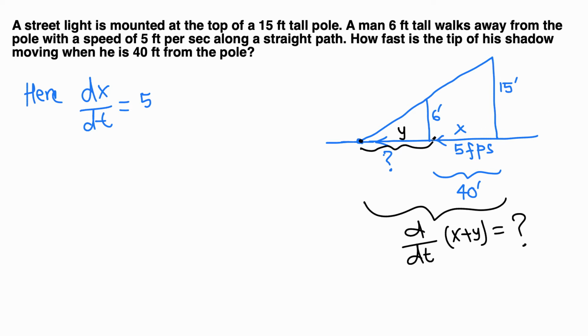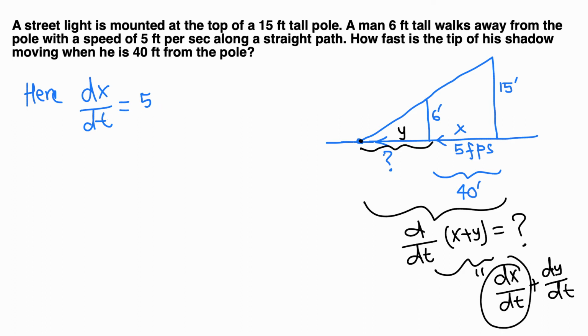So we said this is x, and this person is moving 5 feet per second. So that's dx over dt. Now we are trying to find d over dt of x plus y. This is in fact just dx over dt plus dy over dt. So we need to determine these two rates, and dx over dt is already given. That's 5. So as soon as we find dy over dt, we can come back here and find the final answer.